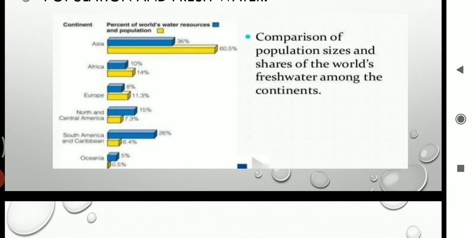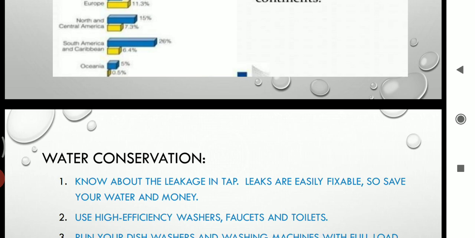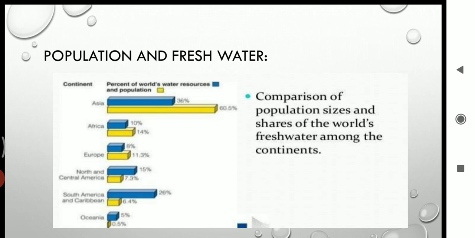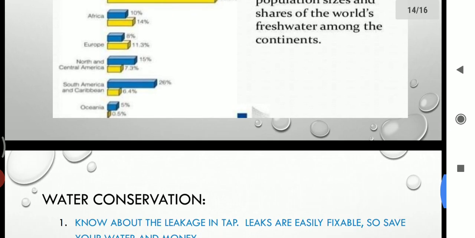Like that, South America and the Caribbean also have more than sufficient water. They have water resources of about 26%, but the population is only 6.4%. Next, Oceania also has sufficient water. So these are comparisons of population sizes and shares of the world's fresh water among the different continents.